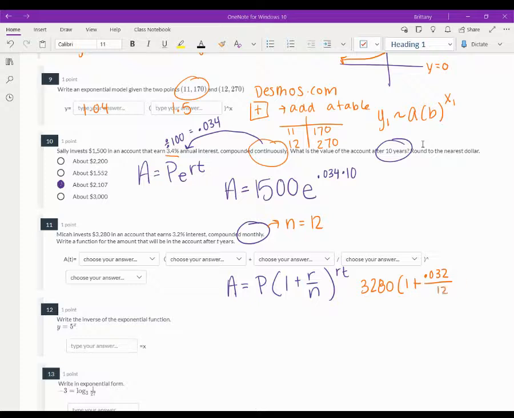So anywhere I see n, I put 12. And it says how much will be in the account after t years. And so it's fill in the blank. So A equals, my first thing is my initial value times 1 plus 0.032 over 12, to the 12t. 12t.